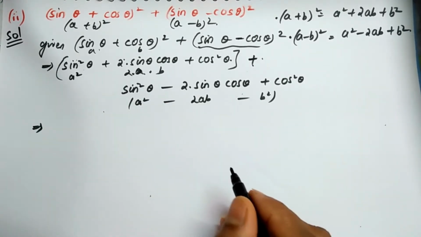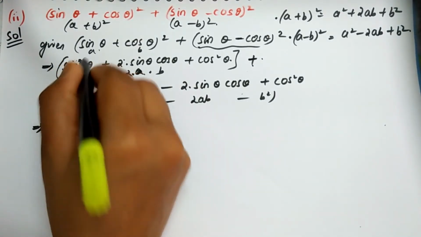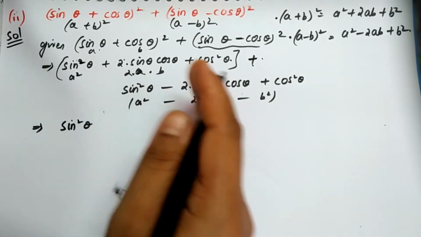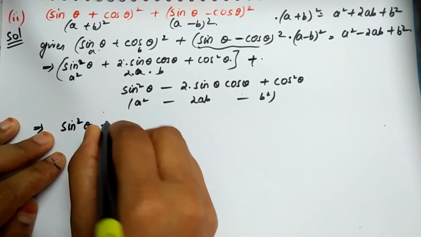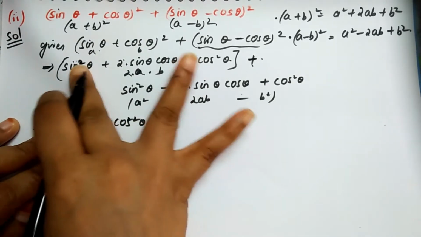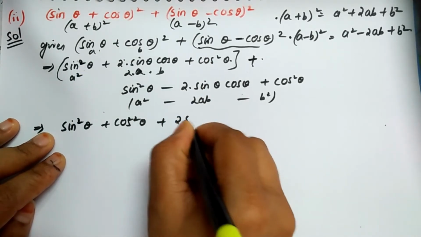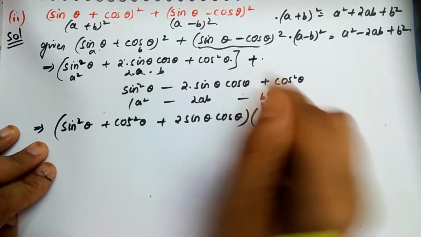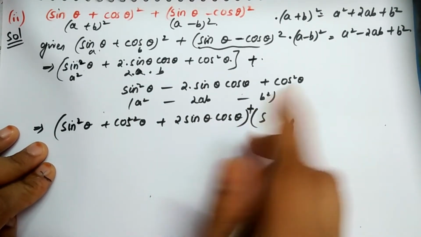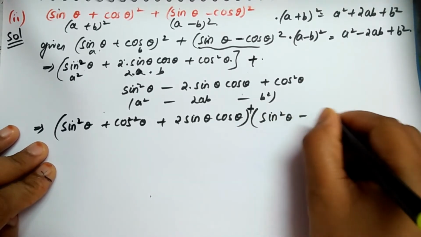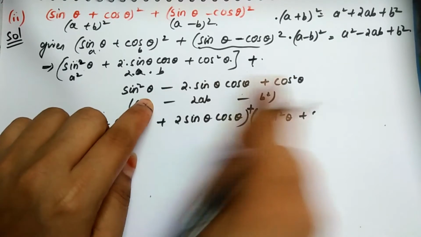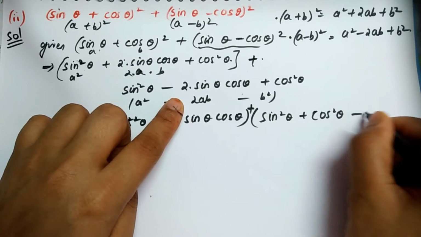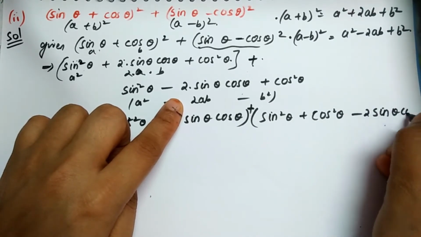Now there's nothing left in this problem except for the simplification. So we are putting sine square and cos square in one place. Sine square theta plus cos square theta, okay, plus 2 sine theta cos theta. We are just rearranging this, nothing more. Again it is a plus sign in between, be careful. Sine square theta plus cos square theta minus 2 sine theta cos theta.